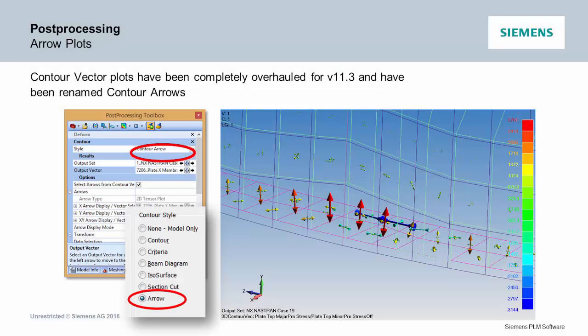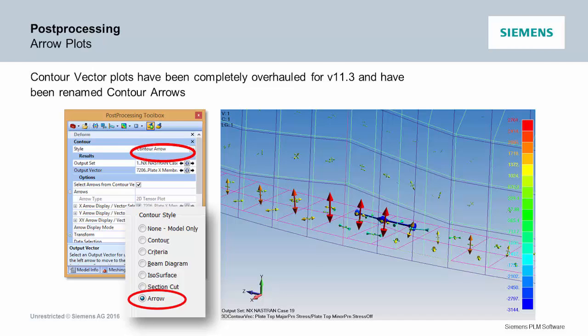Post-processing. We did a complete overhaul of what we now call our arrow plots. They used to be called contour vector plots, which was kind of confusing because we had contour plots and data output vectors. They really didn't have anything to do with each other. We were making arrows, so we now call them arrow plots.